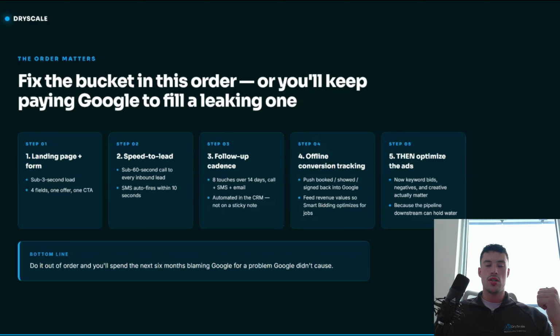And then 2, speed to lead. You need to have an SMS, a text, an email that fire within 10 seconds of the lead coming through, and a rep who's calling that lead immediately. Follow-up, you need to have at least 8 touch points over 14 days, and that is specifically just talking about calls.